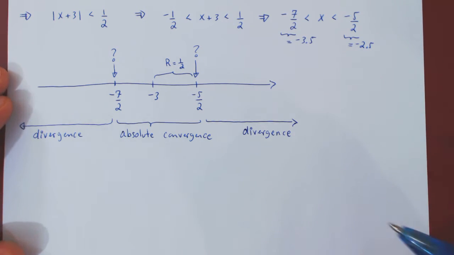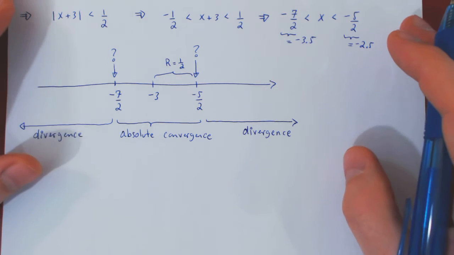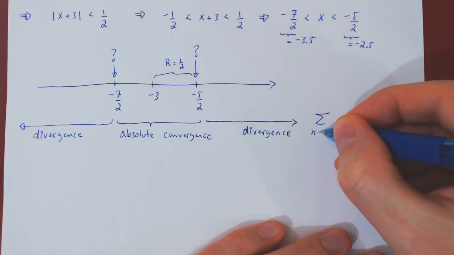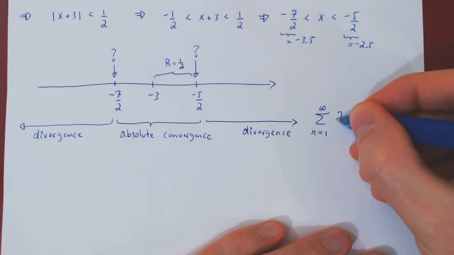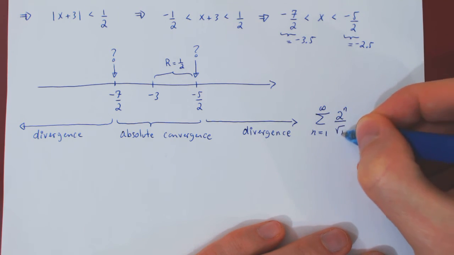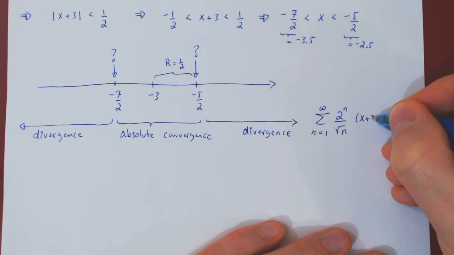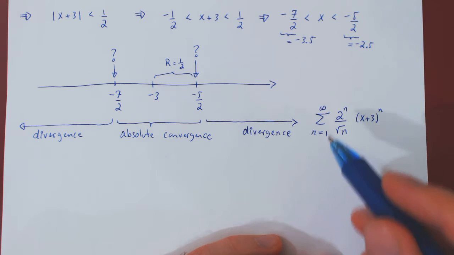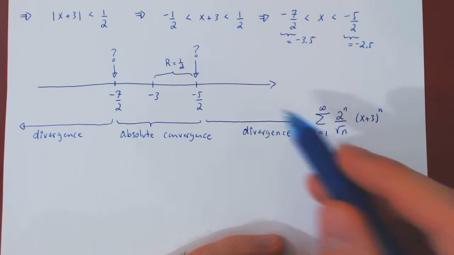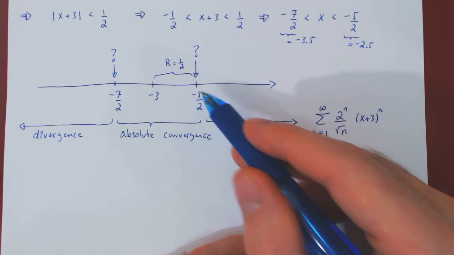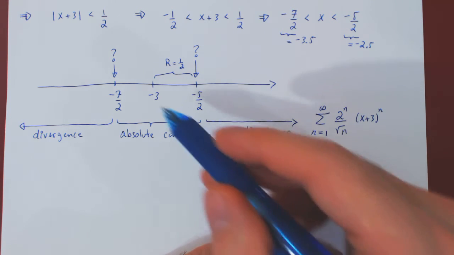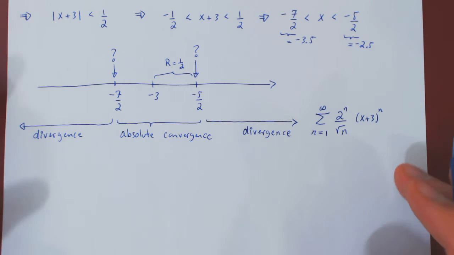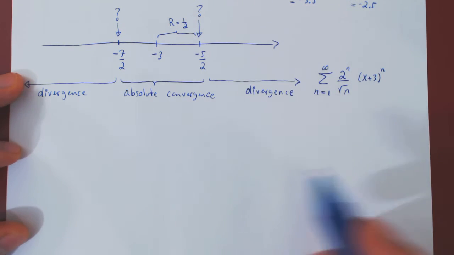So let's look at the endpoints, and let's remind ourselves of what is the original power series. Our power series, summing from 1 to infinity, 2 to the n over the root of n times (x plus 3) to the n. And now we are left with the two questions: will this power series converge when x is negative 5 over 2? And will this power series converge when x is negative 7 over 2?